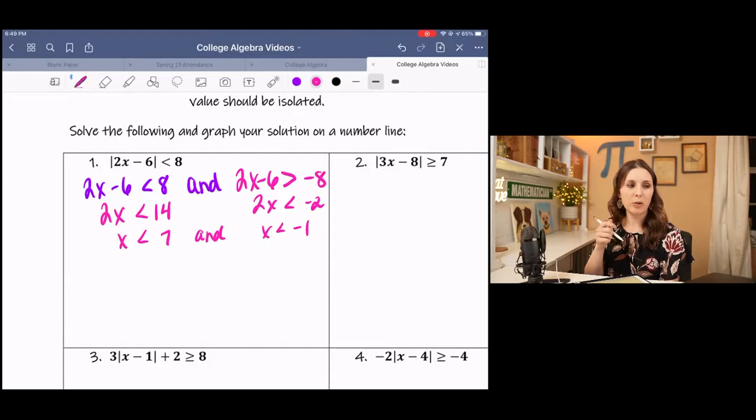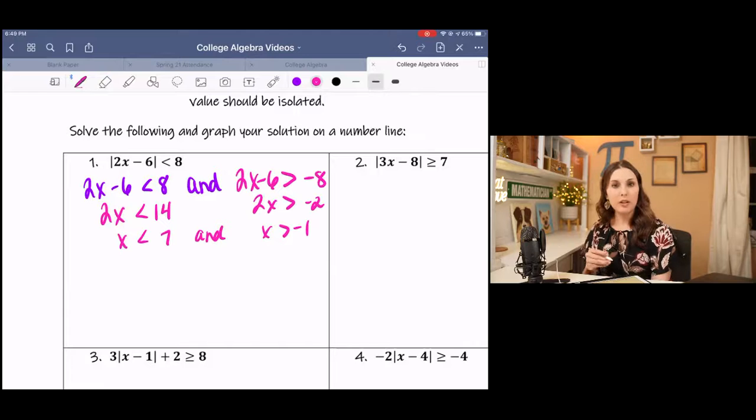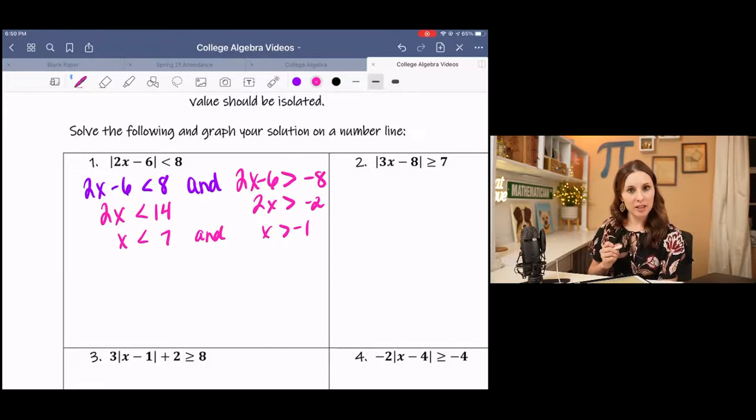So let's read these real quick. It says x is less than, oh, I see. Made a little mistake. This is supposed to be greater than. Got to catch those. It says less than 7 and greater than -1.